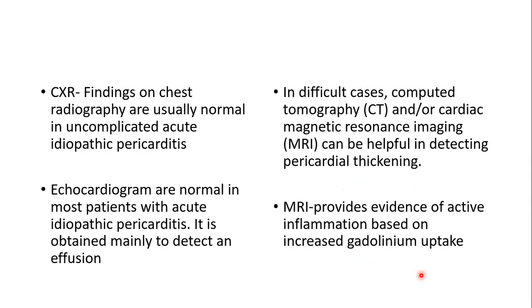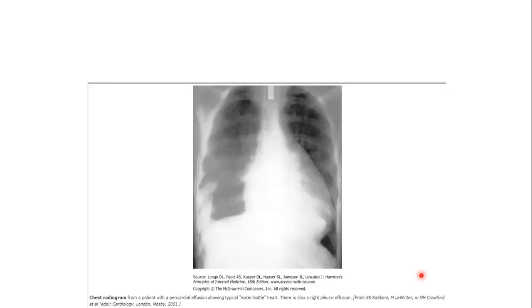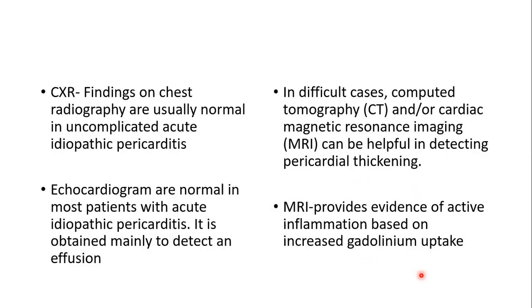Okay, so chest X-ray can also be done, but it will be normal in uncomplicated acute pericarditis. And then the echocardiogram is also another important investigation modality. I think I have a slide on that much later, and the essence of it is just to show if there's an effusion or not.